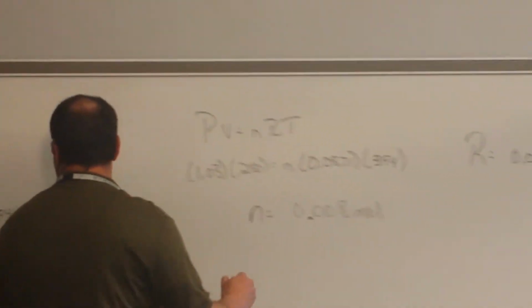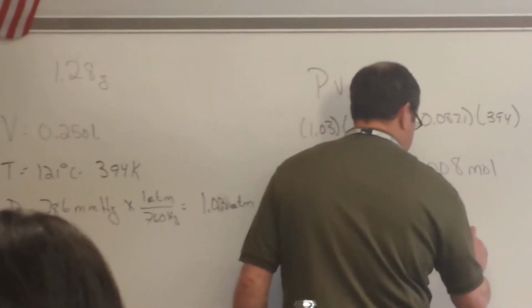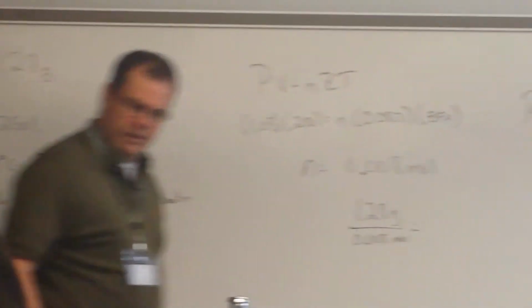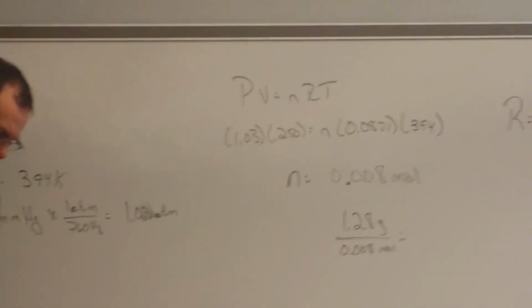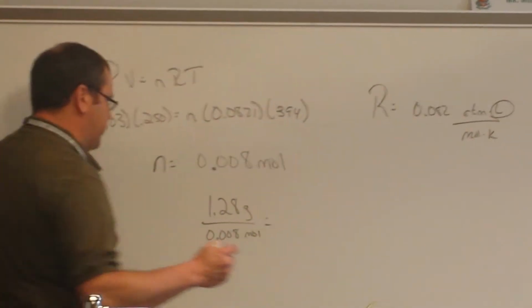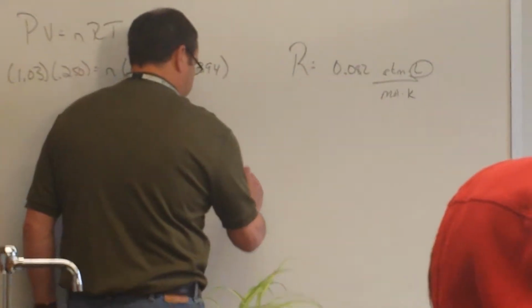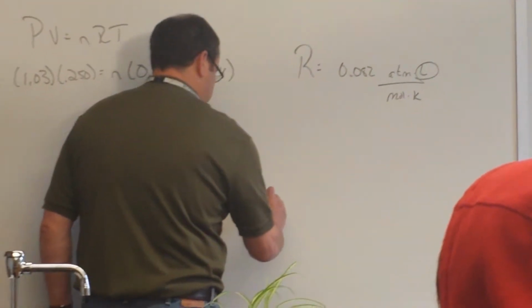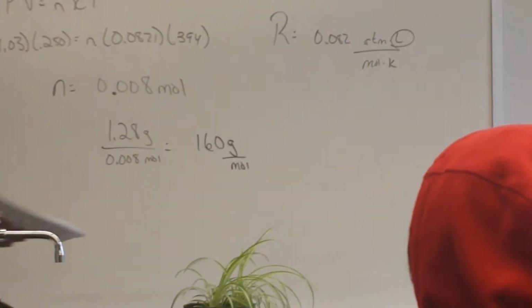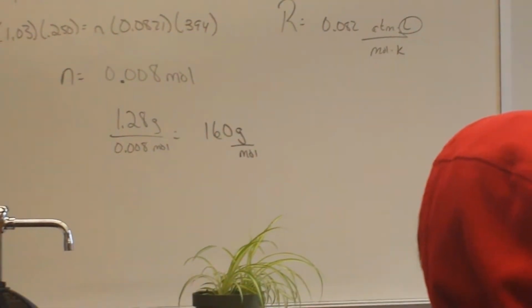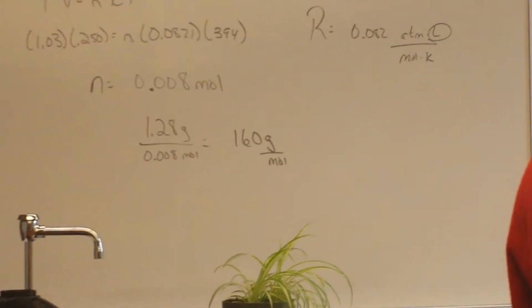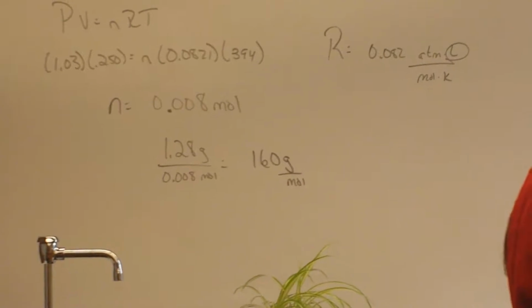I got grams, so how do I solve for molar mass? I just take grams over 0.008 moles. And when you do that, you should get like 160 grams per mole, roughly. So the key thing is knowing what molecular weight is. The units are grams per mole.